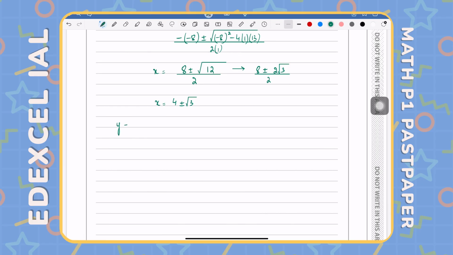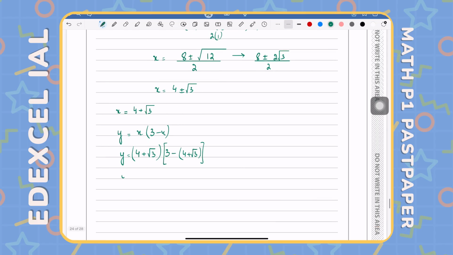So let's start with plus. When x is equal to 4 plus under root 3, sorry, x not y. Let's see what y is equal to. So y, as we saw, was basically equal to x into 3 minus x. Now this is the easier equation that I'm going to use so that I can easily solve for y. So 4 plus under root 3, and then 3, better use a square bracket here, minus x, which is 4 plus under root 3.